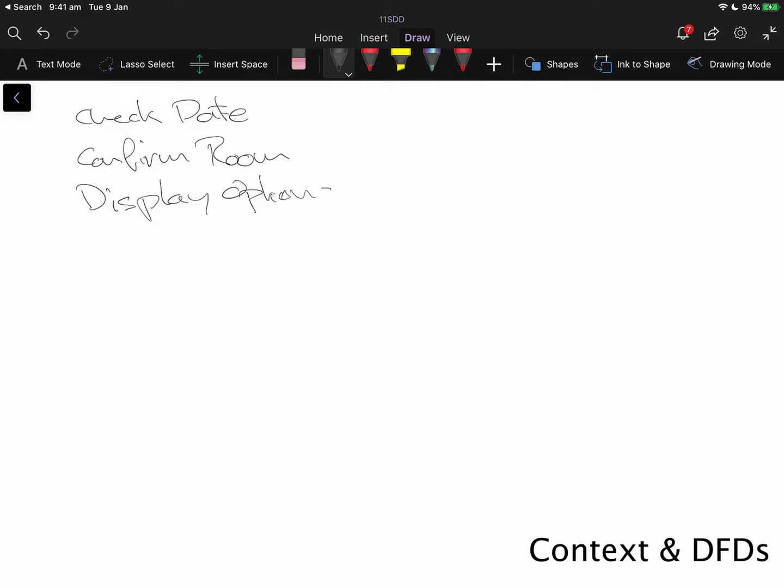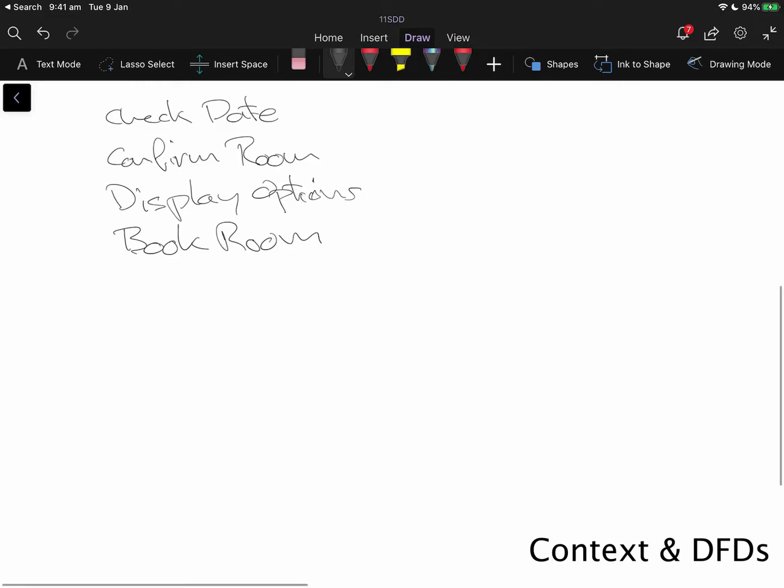We would have book room. Now, you might be asking, well, if they've already booked a room, or if they've already confirmed, or if they've already reserved a room, why are we checking for dates? Well, the thing is, we don't know, nor do we care, whether the user is making this choice or the other choice. All things happen at once. All options happen at once in a data flow diagram.